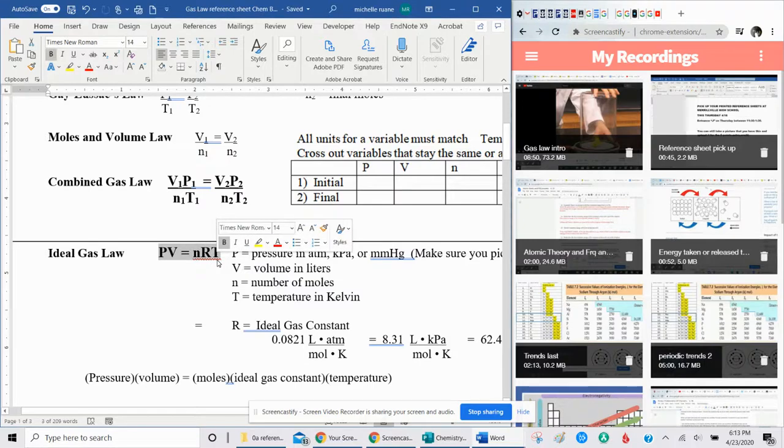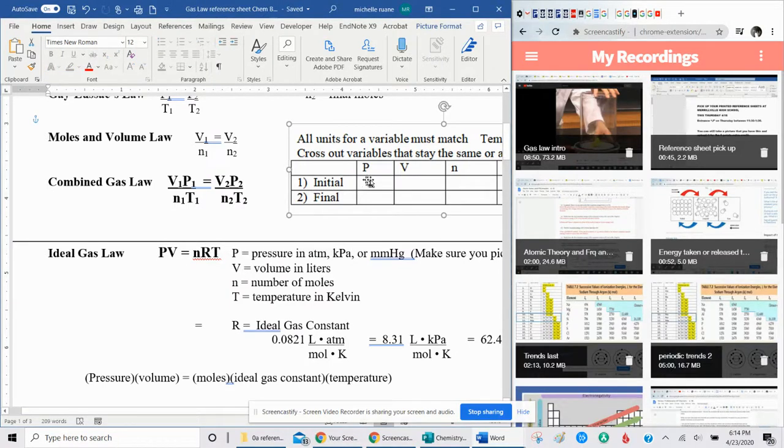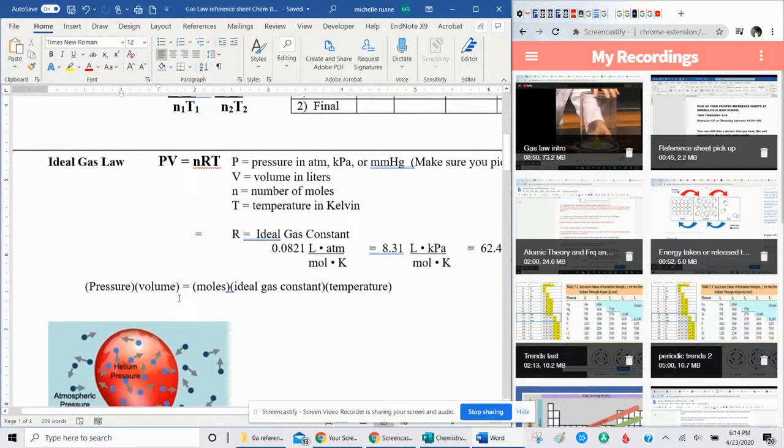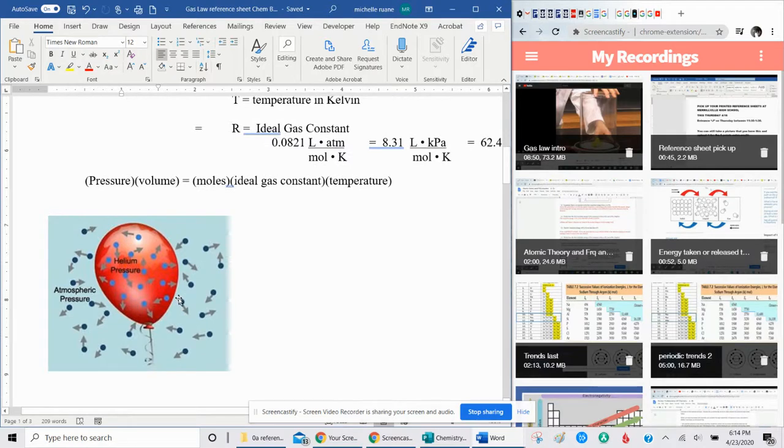This is another equation. Notice there's not a 1 and 2 on here because there's not changing conditions. The ideal gas law is used when there's only one condition. And when we fill out this chart, if we have initial and final conditions written down, we'll use this combined gas law. But if we only have information on just an initial condition, we'll use the ideal gas law, and that'll go over one condition. That'll be a whole separate lesson. But these are the formulas that we are going to use. Okay, so let's talk about the concepts.